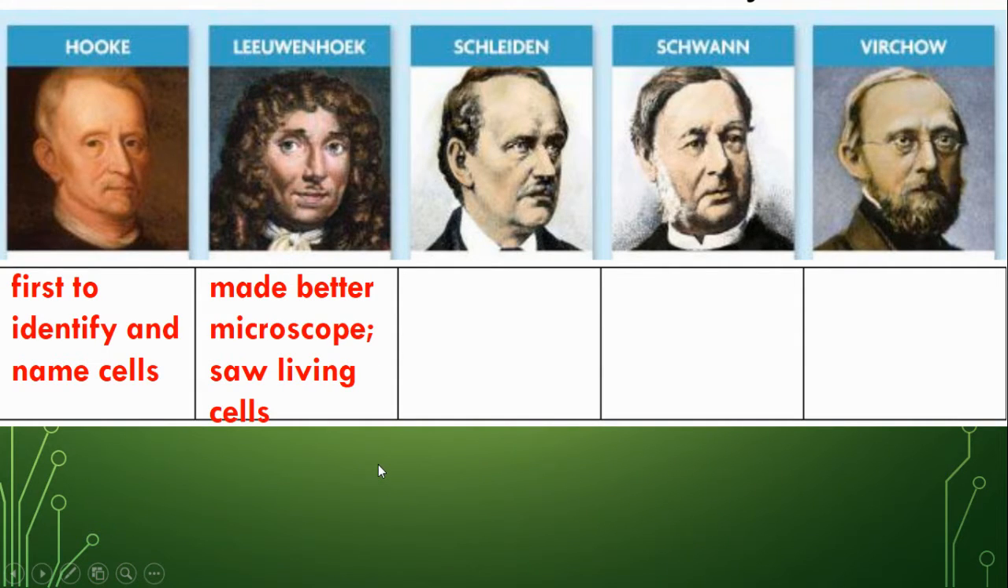Next major contributor is Anton von Leeuwenhoek. He made a better microscope, which actually enabled him to see living things. Fun fact, one of the things he looked at was dental scrapings from his teeth. People weren't brushing their teeth very much around those days, so there was lots of bacteria to look at.